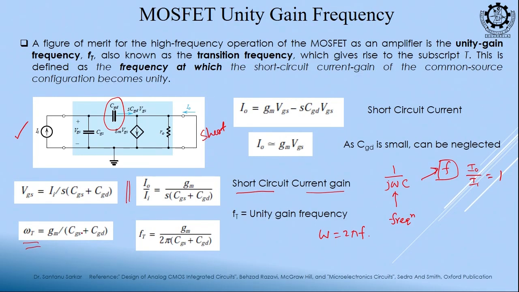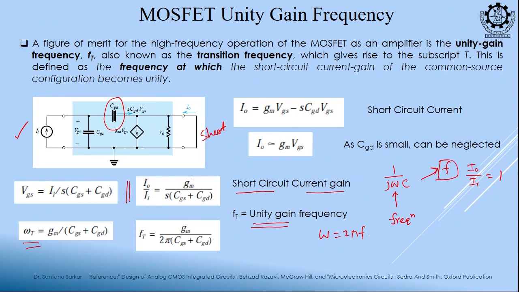If we put this omega t equal to the inverse of this value, Gm by Cgs plus Cgd, the inverse of this value, then what will happen? I0 by Ii, they will get cancelled out and will become 1. So, this is that frequency where my gain is unity. So, this is known as the unity gain frequency.